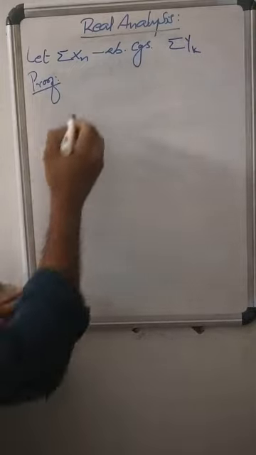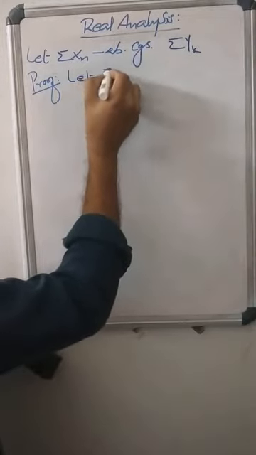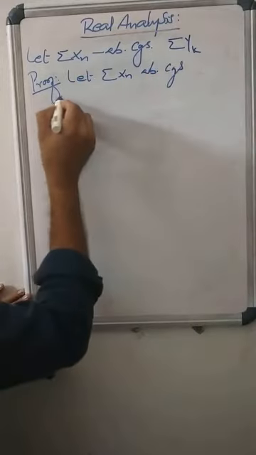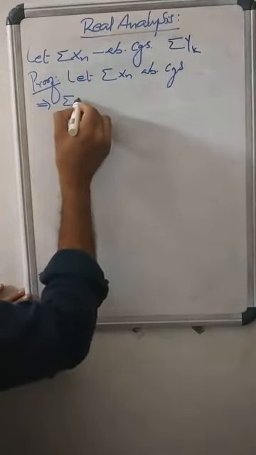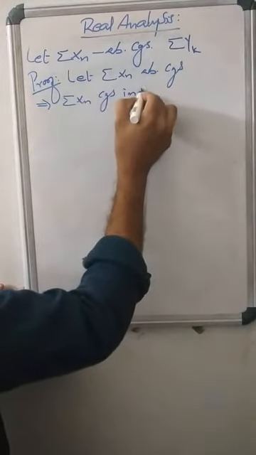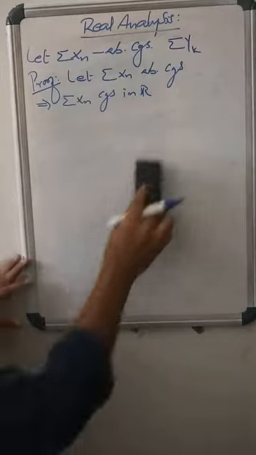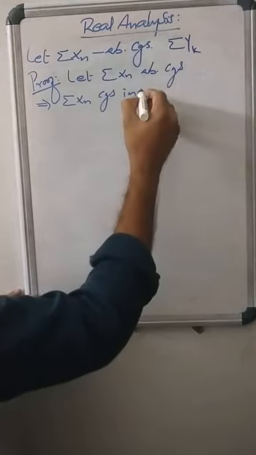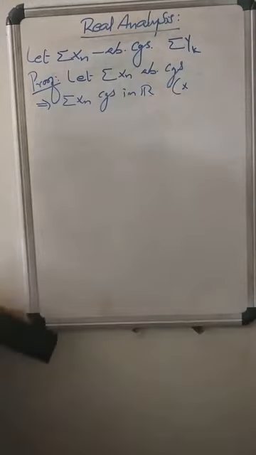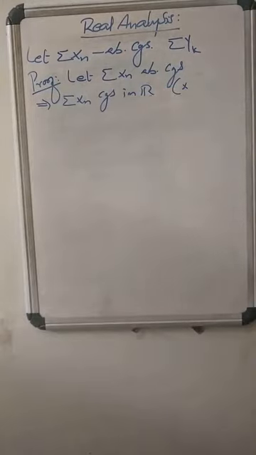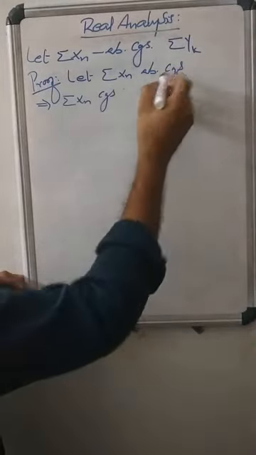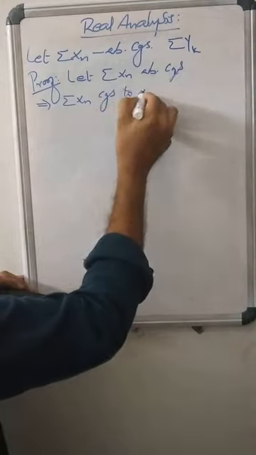Sigma xn converges in R. It is given: let sigma xn converge absolutely. Absolutely converges means sigma xn also converges. That means sigma xn converges in R, or more precisely, sigma xn converges to some x in R.